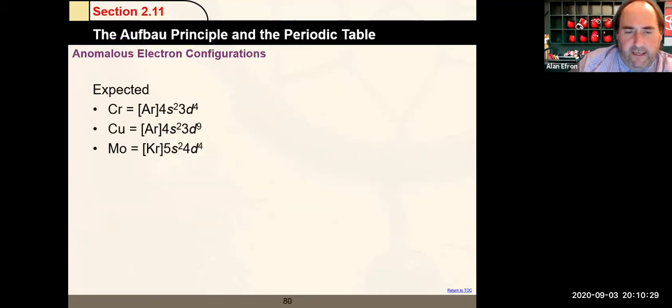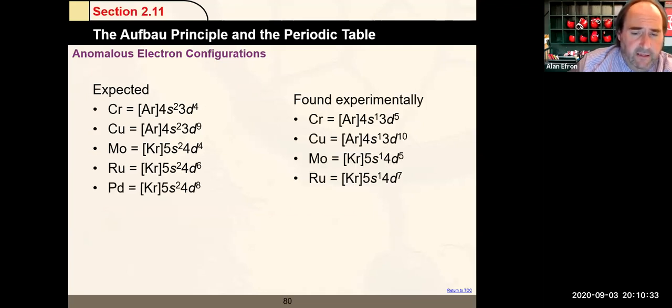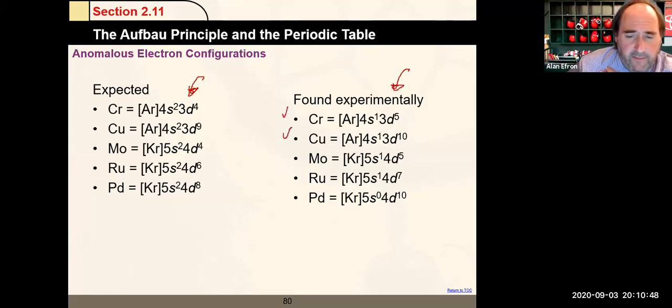Let's take a look at these guys here. And here's some more examples of that. Again, a lot of these can be found underneath copper and chromium on the periodic table. On the left is what you would expect based on that zigzag approach, and on the right is what has been found experimentally. So there's our chromium and our copper.